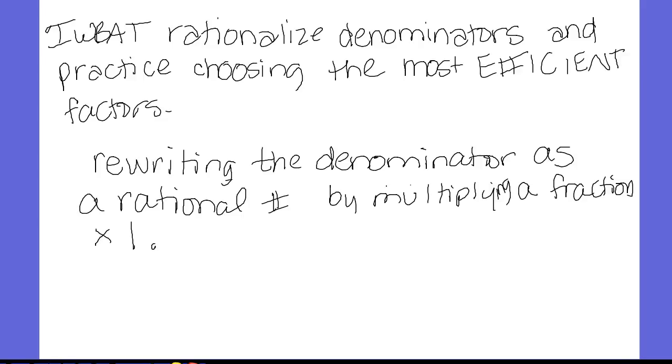Your notes there are your important definition. It says what rationalizing a denominator is. So see that on your notes. It's rewriting the denominator as a rational number by multiplying a fraction times 1. Which probably doesn't make a lot of sense, but once we put it into practice, it will. So that's what rationalizing a denominator is: rewriting the denominator as a rational number by multiplying a fraction times 1.